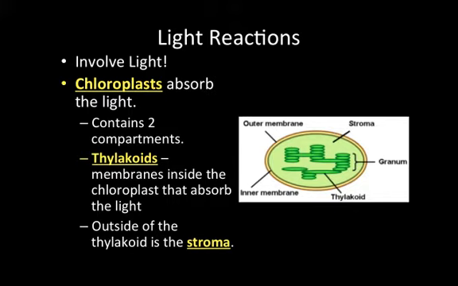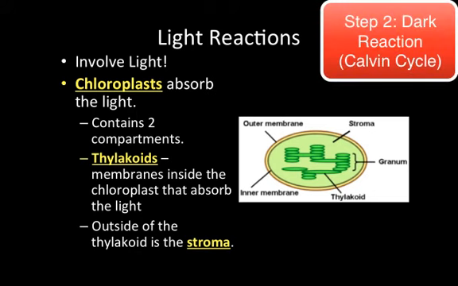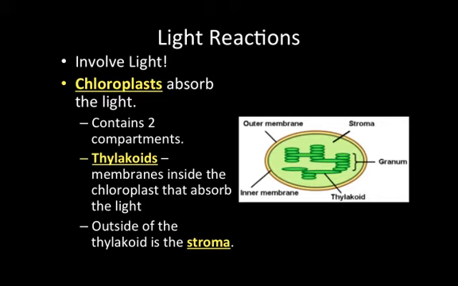So there are two specific reactions that are involved here. There is what's called the light reaction, and then there's also what's called the dark reaction, also known as the Calvin cycle. Now, obviously the light reaction involves light. And we have these little organelles that are inside plant cells called chloroplasts, and these chloroplasts have the ability to absorb the light, except for green colored light, which is why plants tend to appear green.